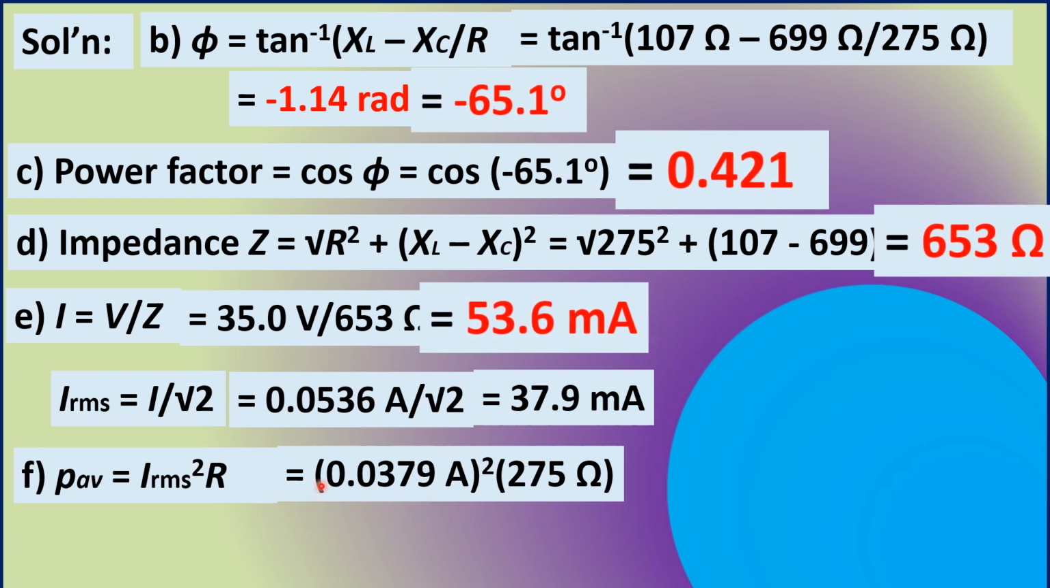And so therefore, the average power can now be determined by just multiplying the square of the RMS current, 0.0317 amperes, square it, and then multiply it by the value of the resistance big R, 275 ohms. So we will get the average power equal to 0.395 watts.